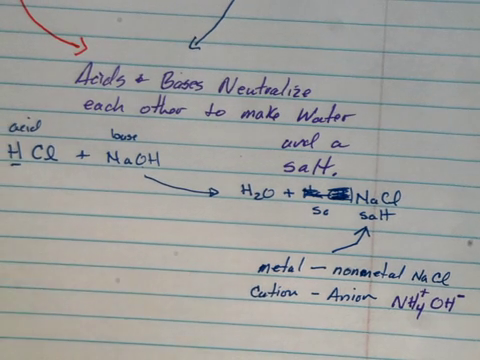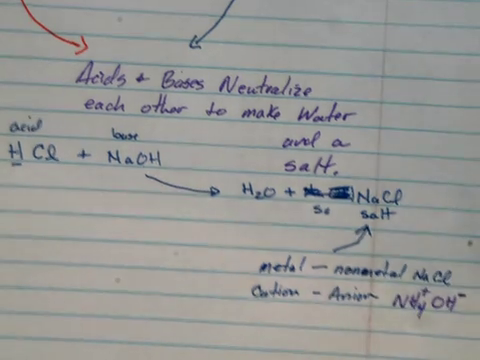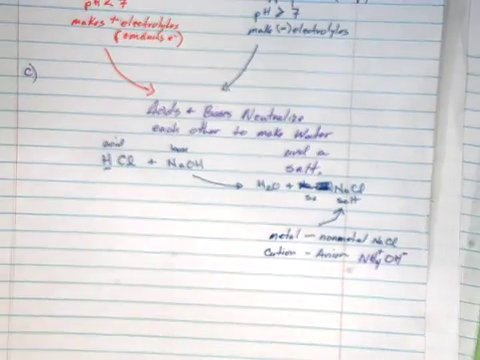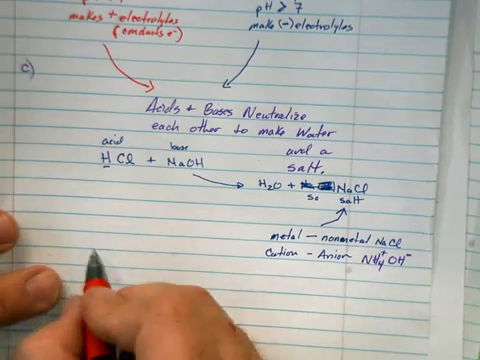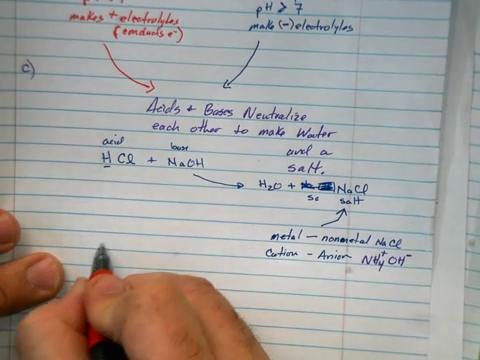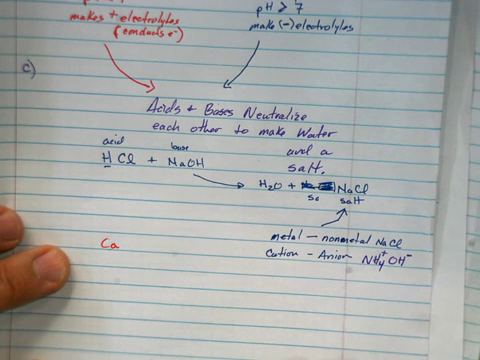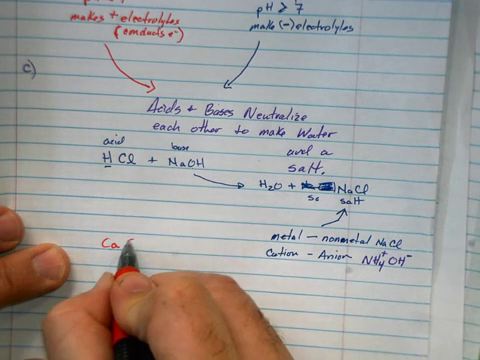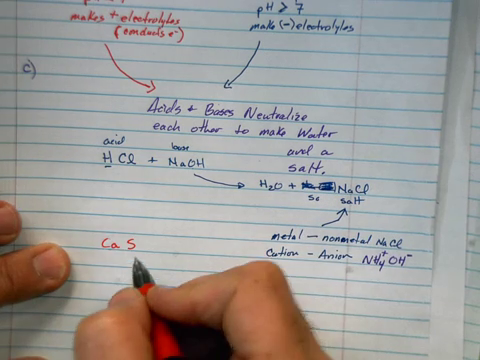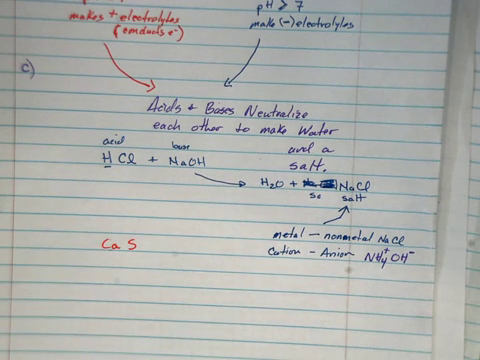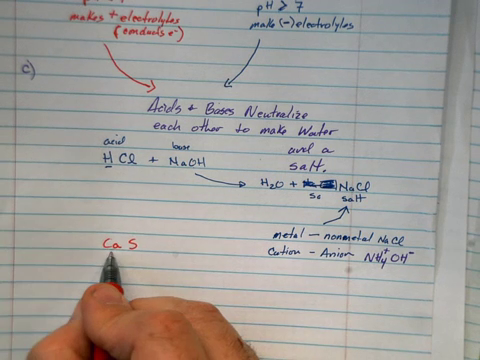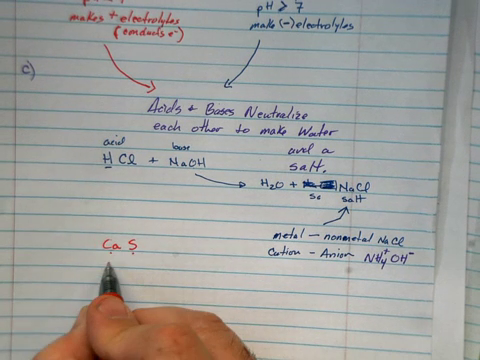So let's do a little review here. Let me write this down. What would be a good one? Let's do calcium sulfide. A metal bonded to a non-metal. What is that? Is that a salt? No. Yes. This is a metal bonded to a non-metal. This is a salt.